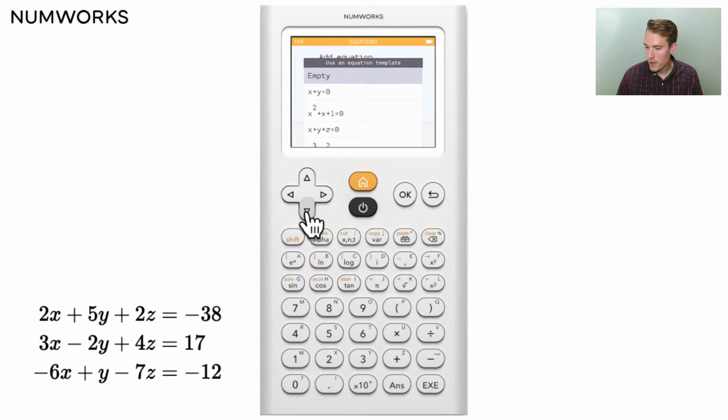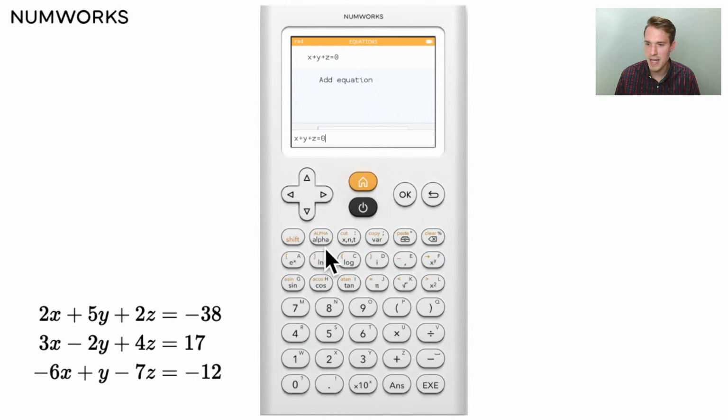We've got 3 variables here. So I'm going to 3 unknowns. I'm going to do my x plus y plus z equals 0 template. That just saves me from having to use the alpha key a lot to do alpha x, alpha y, alpha z. All I need to do is add my coefficients. So 2x plus 5y plus 2z equals -38. Again, only one minus key here, -38.